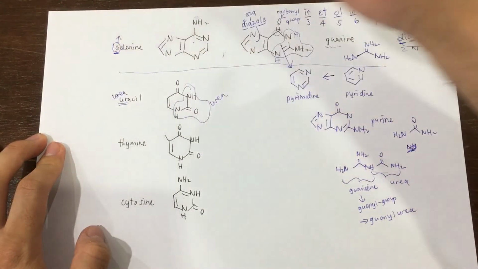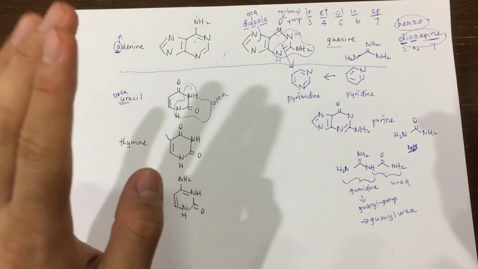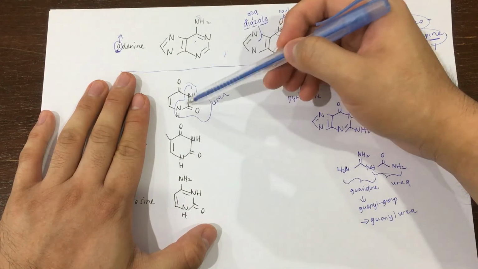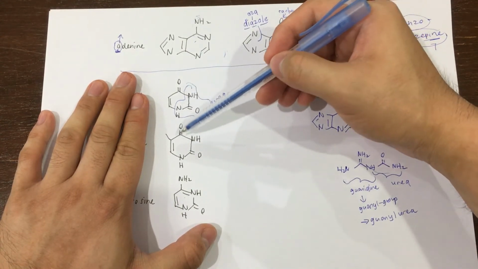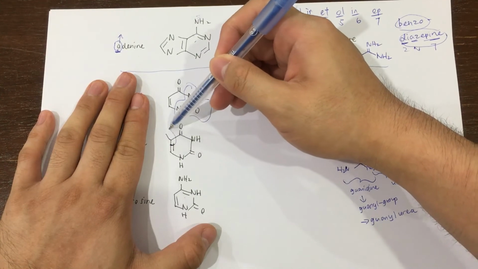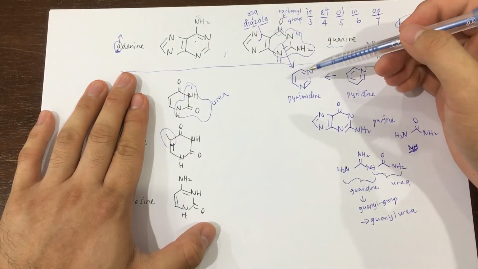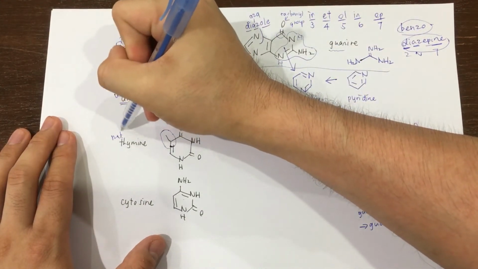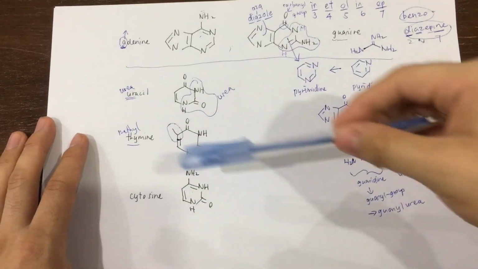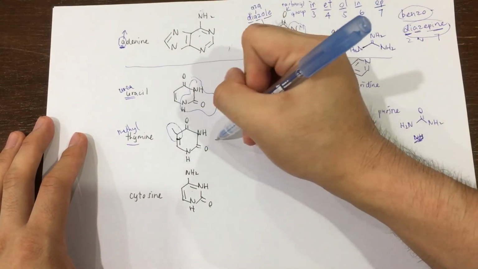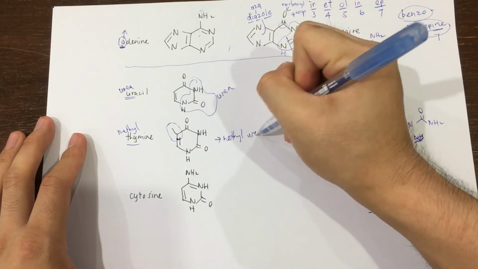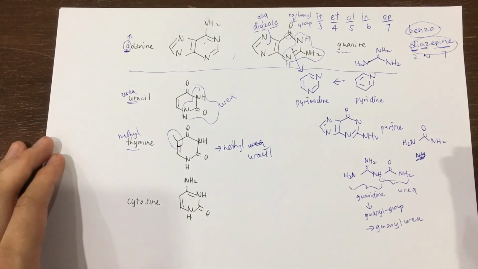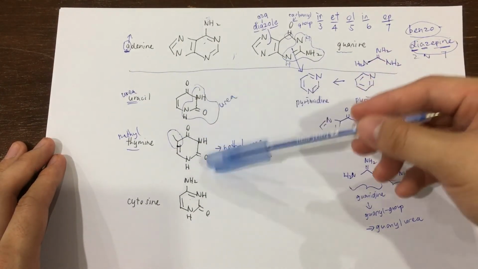Now let's look at thymine. Okay, first of all, let's not look at the names first. Let's look at the structure. What's different between these three structures? Do you see it? Do you see it? Methyl. Let's look at the name now. Thymine, methyl. Right? So thymine is basically methyl uracil. Okay? Methyl uracil. Right? Now we know what's the difference between these two.